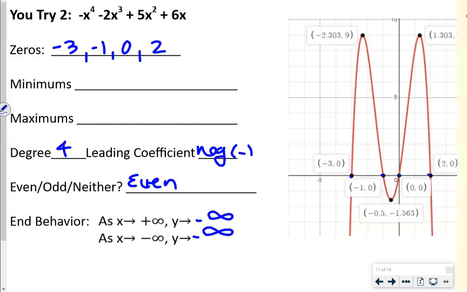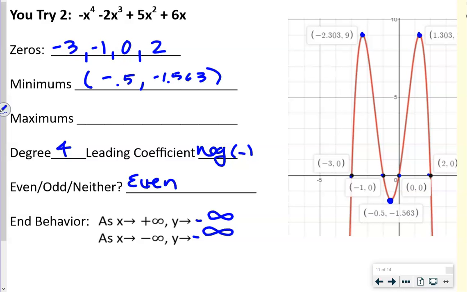There were 4 of them, right? And again, if we counted our terms, there are 3 terms. We add one more to it, and that tells us it's a fourth degree polynomial. So we've got one minimum right here. Y'all see it? That is at negative 0.5, negative 1.563. And then we've got 2 maximums. We've got one here and one here, okay?